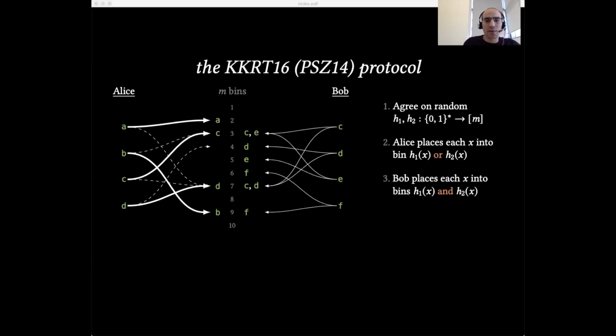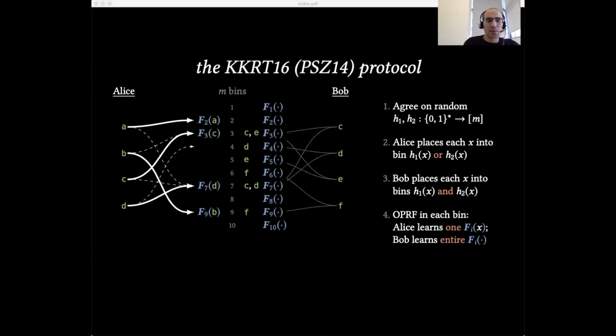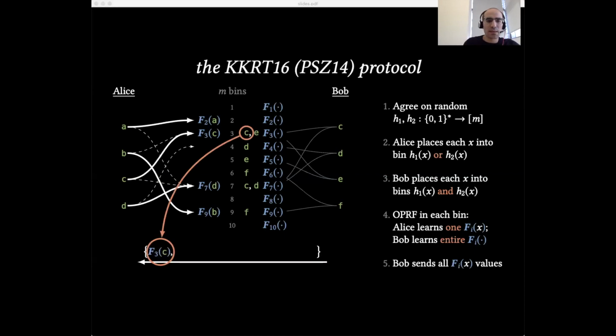Now the parties are going to run the batch Oblivious PRF, meaning that Alice would input for every bin the item that she puts in that bin. So for bin number 2, Alice obtains F2 of A. For bin number 3, she obtains F3 of C, and so on. On the other hand, Bob obtains the pseudorandom functions entirely. He can evaluate those pseudorandom functions on every input. Specifically, he is going to send a message to Alice that consists of many pseudorandom function evaluations. Basically, there are two pseudorandom function evaluations for every item that Bob has.